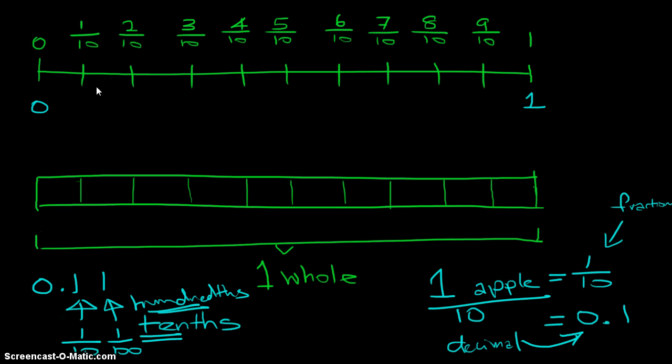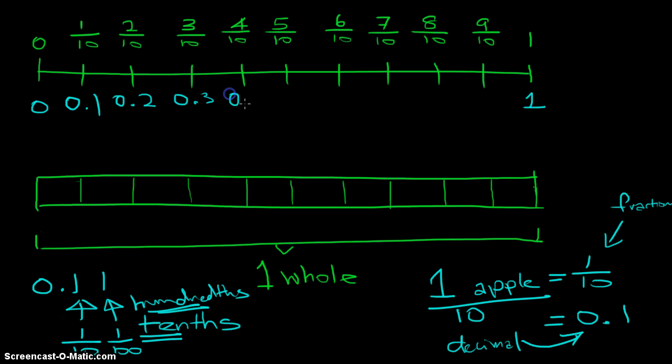If 1 out of 10, it means this part. I have 1 out of 10. 2 out of 10 means I have 2 parts out of 10. 3 out of 10 is 3 parts out of 10, and so on. So 1 out of 10 in decimal form is 0.1. 2 out of 10 is 0.2. 3 out of 10 is 0.3, which means 3 units out of these 10 units. 3 out of 10 is the same as 0.3.